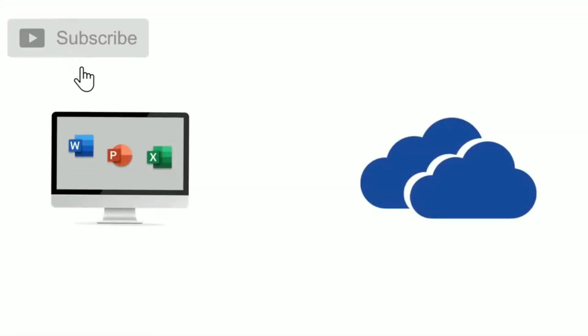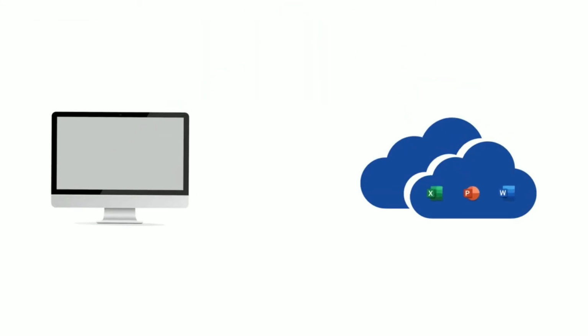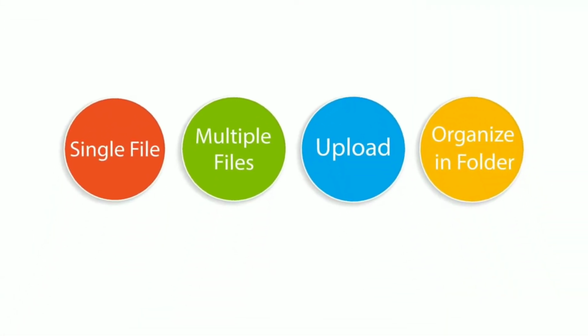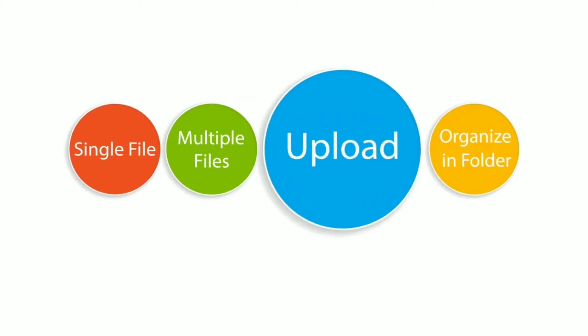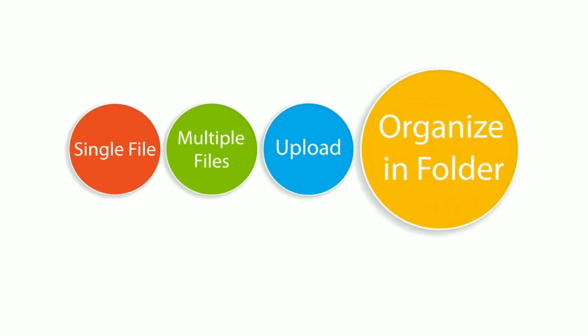Storage is the first step in the process. So how do we move our files from our computer to OneDrive? We have a few options. We can drag and drop single files, multiple files, or upload directly from our computer. We also look at organizing our files into folders.